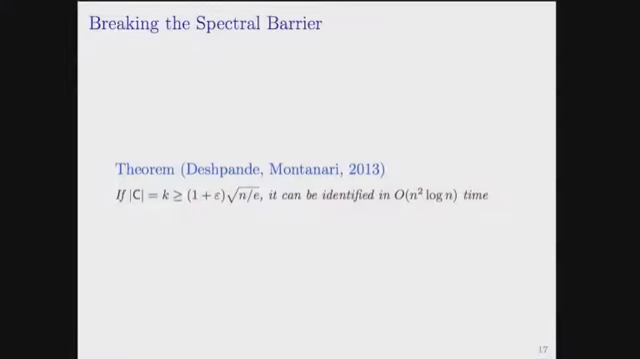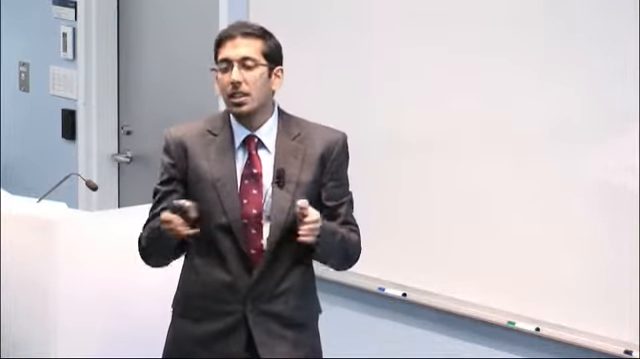Here is the first result that I'd like to talk about, which really breaks beyond the spectral barrier. The result is that there exists an algorithm that will work if k is bigger than square root of n over e, which strictly improves over the spectral barrier of 1 times square root of n. Moreover, this works in essentially linear time in the data, because the data is an n by n matrix, so there are n squared bits of information.